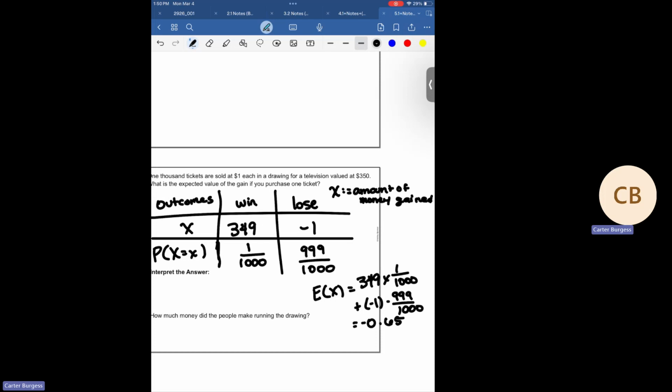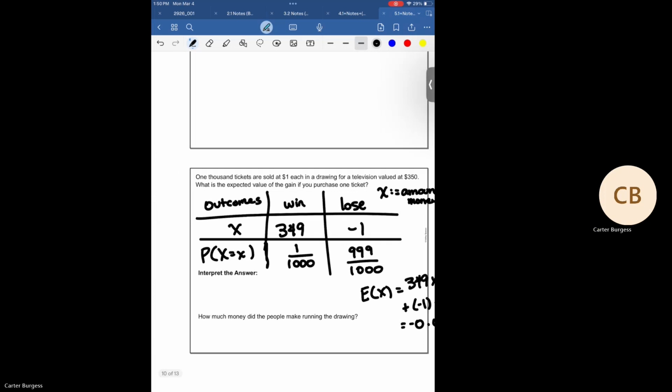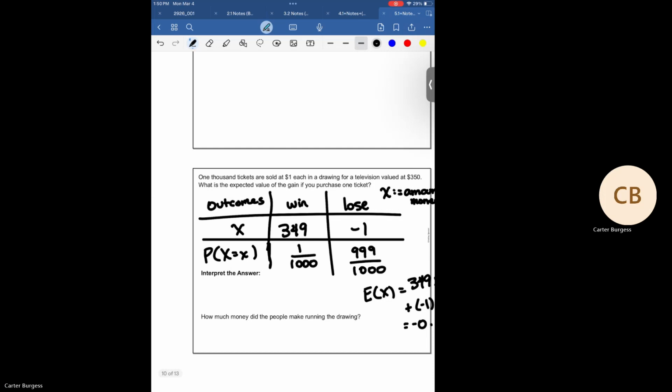Okay, so what is the value that we're getting here? What is the x that's talking about here? What does this -0.65 represent? It's negative, so it can't be a probability. So what is this? Charlie, what were you saying? Yeah, it's like the expected amount of money that we'd gain, except it's negative, so it's actually the amount of money we lose per ticket, on average.